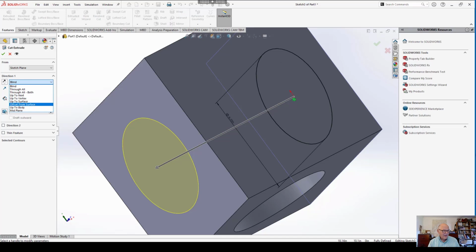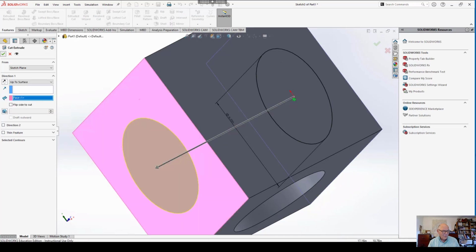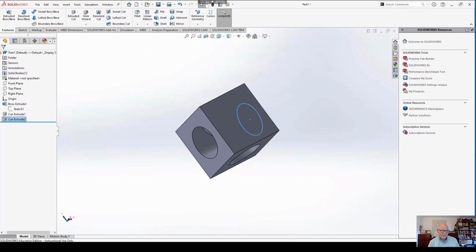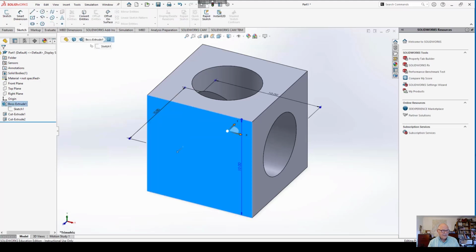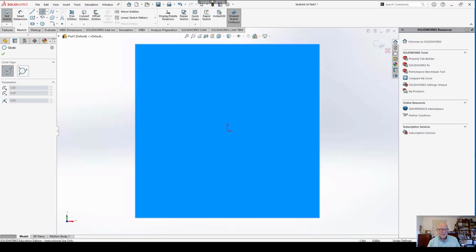So I'll say, yeah, go up to Surface, and then pick that surface. Now it's always going to start at the top or start at the side and then go through to the other side. Do the same thing here. So let's put a sketch on that surface. I'm going to put another circle, and again it's going to turn. Now you can turn that feature off.